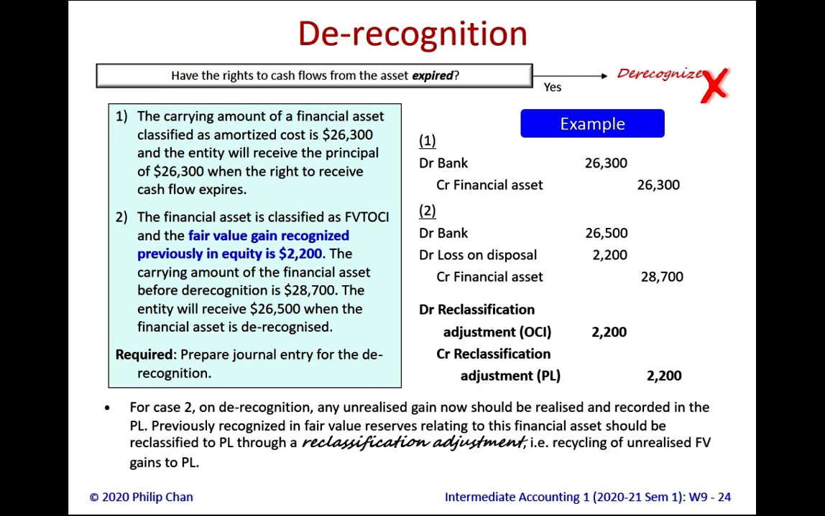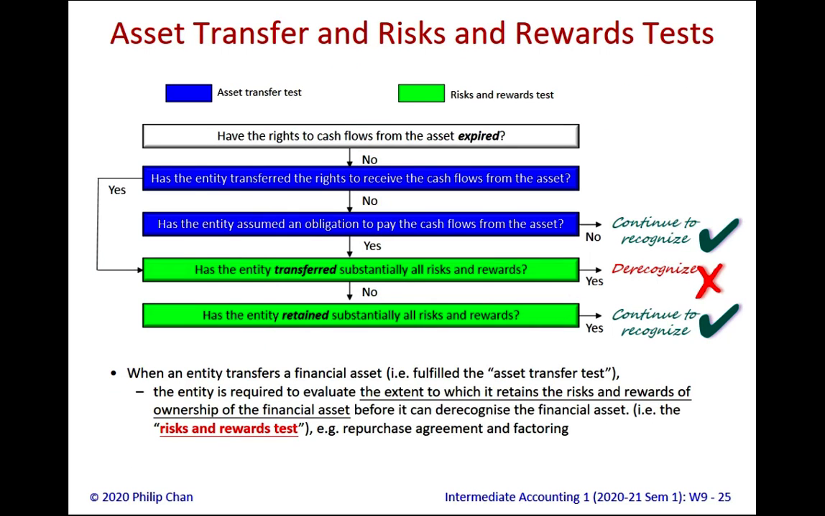All right. Okay, let's then talk about asset transfer tests. The idea is, have you transferred the entire rights to receive cash from, for instance, accounts receivable to your third party? Do you still have the obligation to ensure that the third party can receive a certain percentage of the money from your original customers? Okay, so when an entity transfers financial assets that fulfill the asset transfer test, that entity is required to evaluate the extent to which it retains the risks and rewards of the ownership of the financial asset before it can derecognize the financial asset.